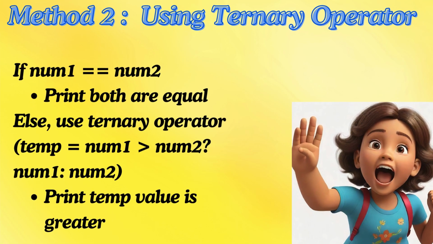Method 2. Using ternary operator. We first check if num1 equals num2. If they are equal, we print both are equal. Otherwise, we use the ternary operator, temp equals num1 greater than num2, (num1 : num2). This assigns the greater value to temp, and then we print temp value is greater.